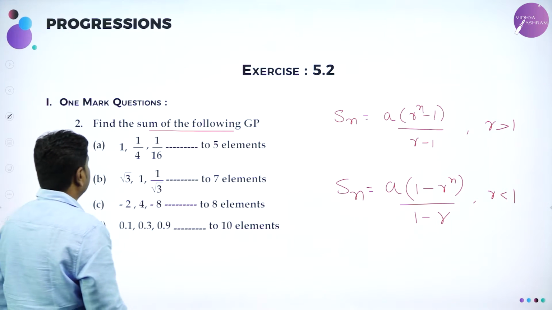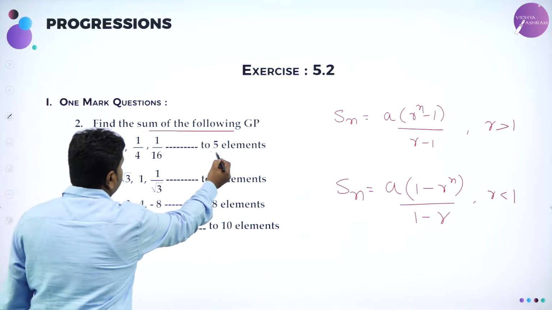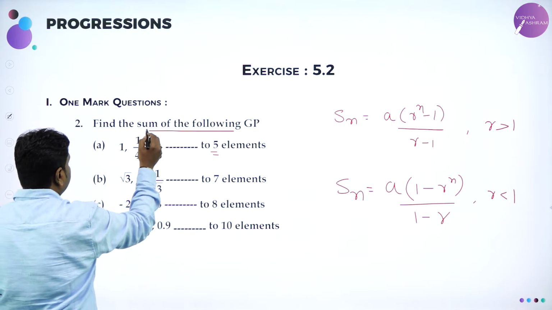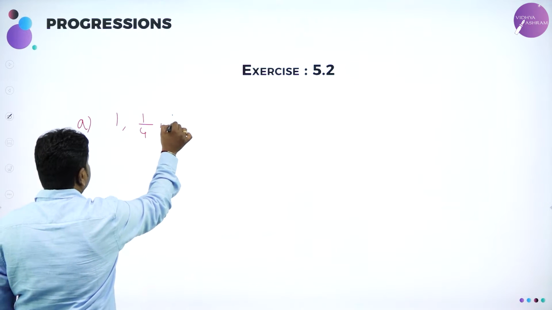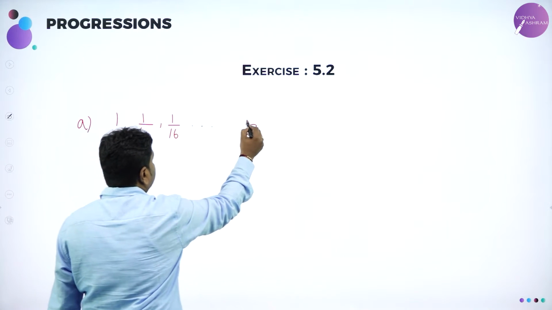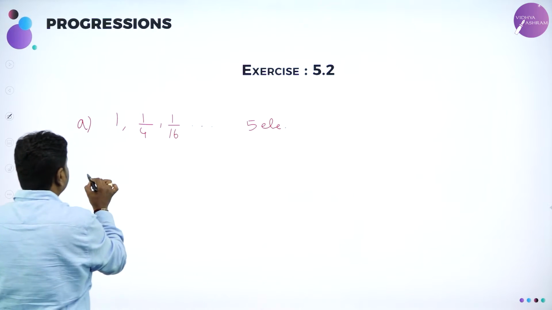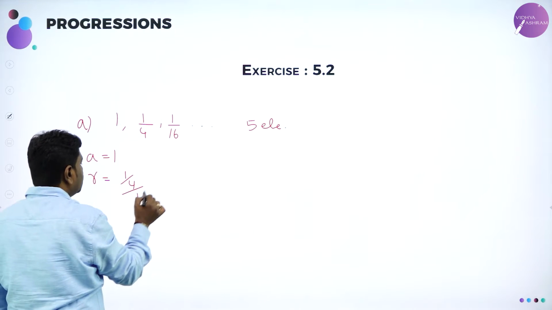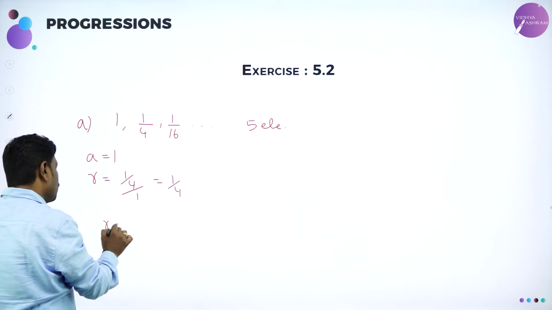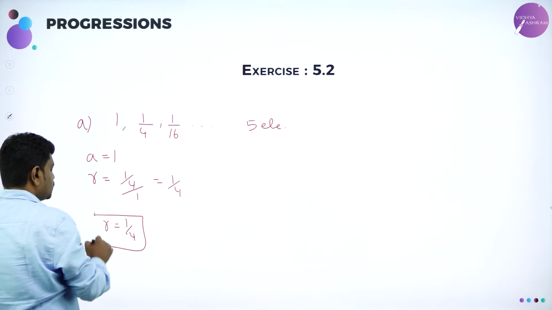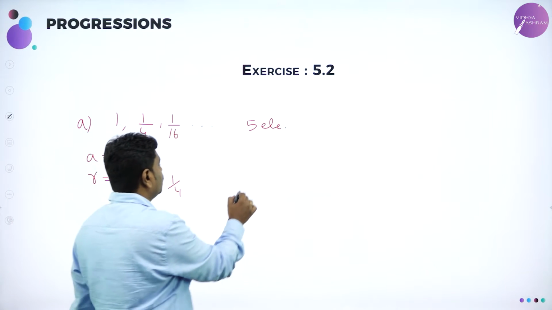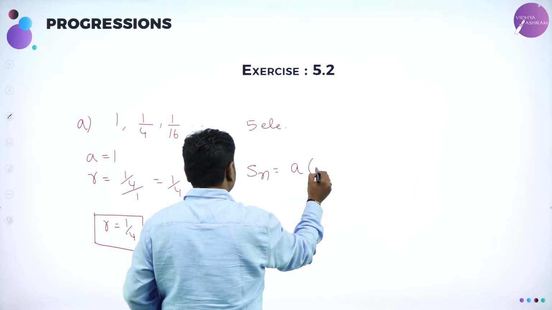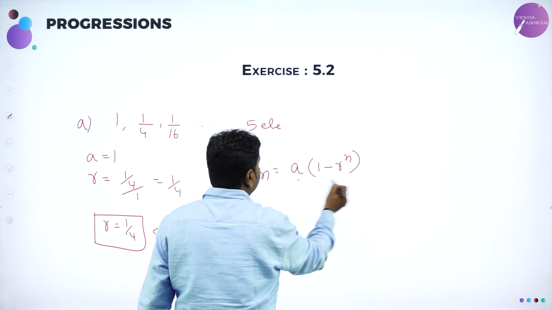So use that. They gave the series 1, 1 by 4, 1 by 16, and they want the sum of 5 elements. So first find a, the first term, 1. The common ratio is 1 by 4 by 1, that is 1 by 4. So you know 1 by 4 is less than 1, so R, whatever we got, is less than 1. So now, what is the Sn formula? A into, since it is less than 1, 1 minus R power n divided by 1 minus R.